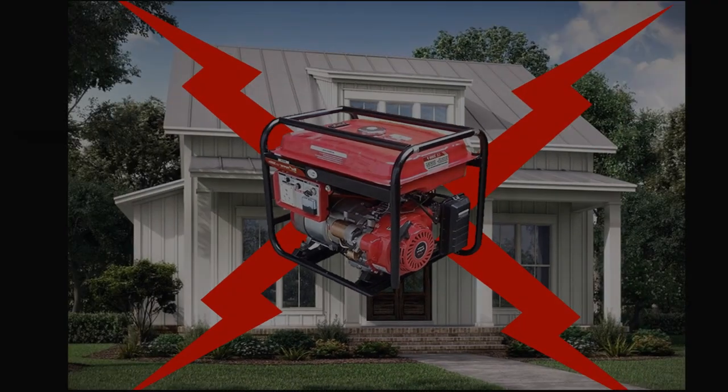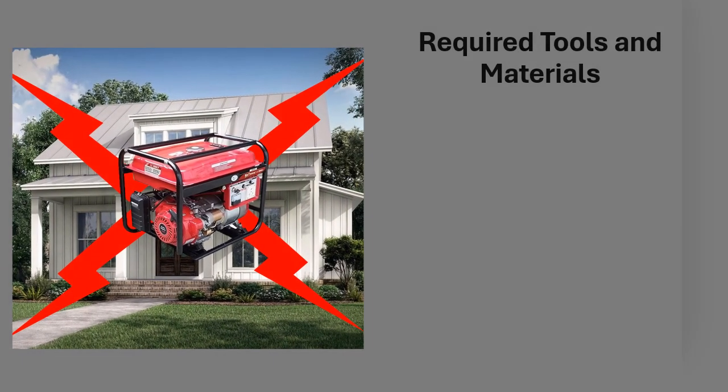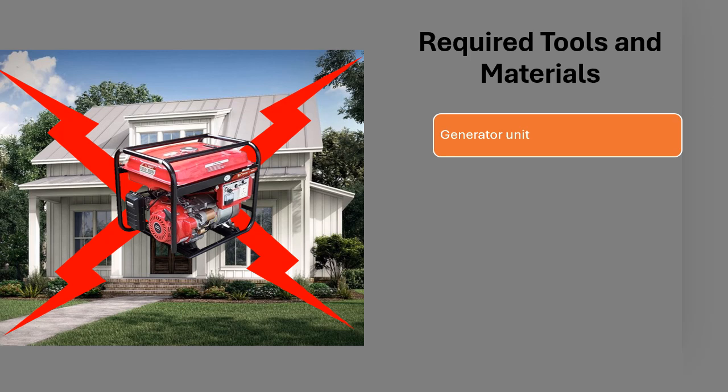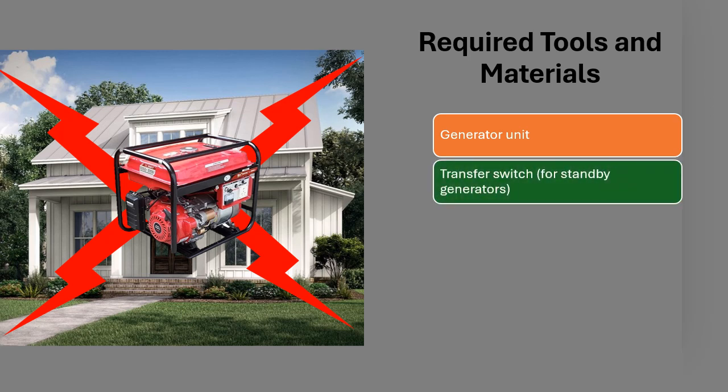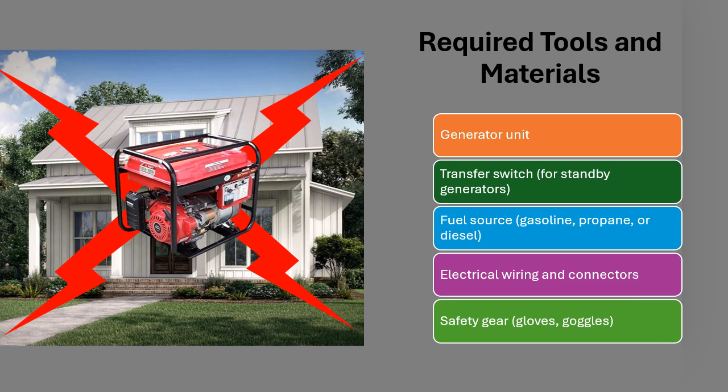3. Installation procedures. Required tools and materials. Generator unit. Transfer switch, for standby generators. Fuel source: gasoline, propane, or diesel. Electrical wiring and connectors. Safety gear: gloves, goggles.